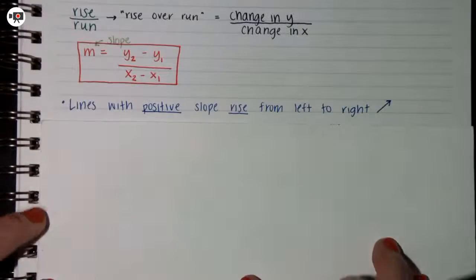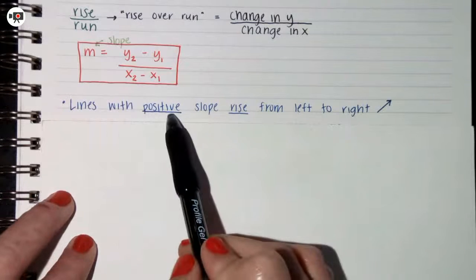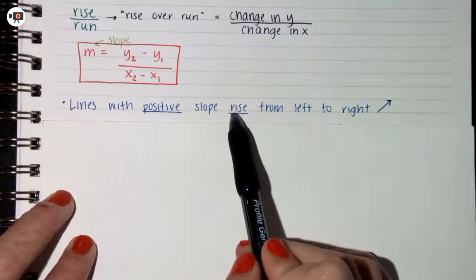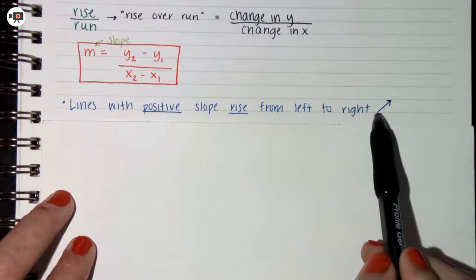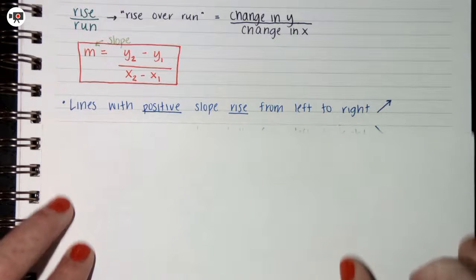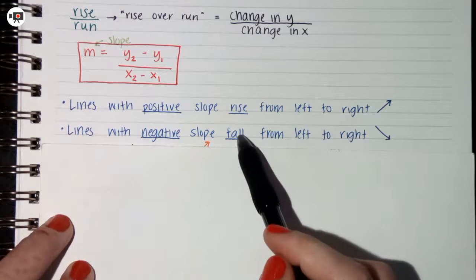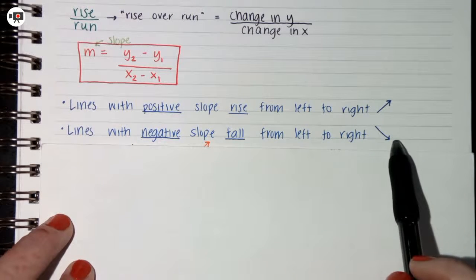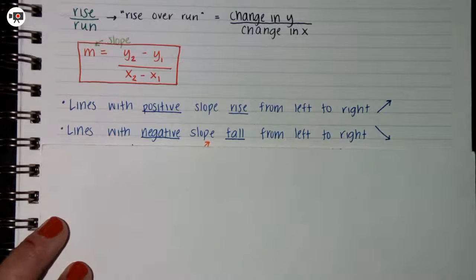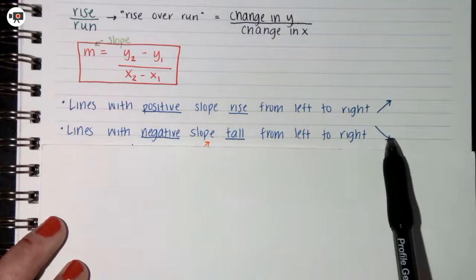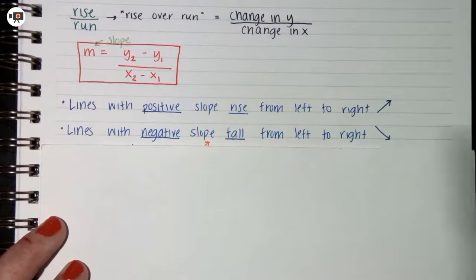If we get lines with a positive slope, they're going to rise from left to right, so they will point up and to the right. Lines with a negative slope will fall from left to right, so they will point down to the right. And we read them from left to right. So this points up and this one points down.